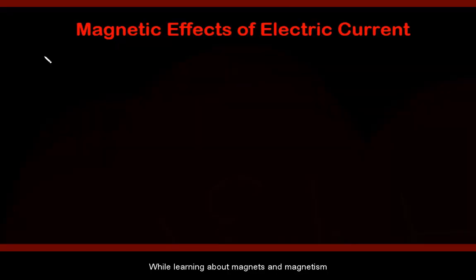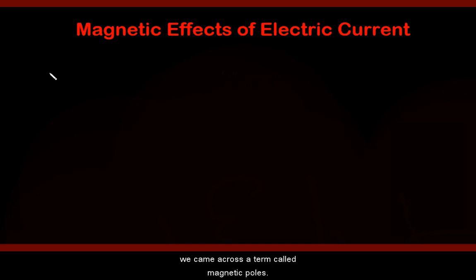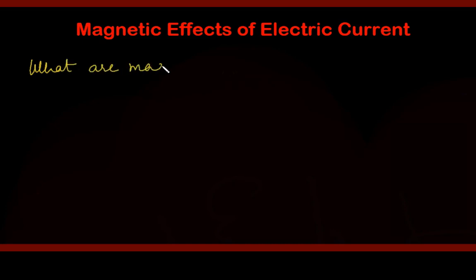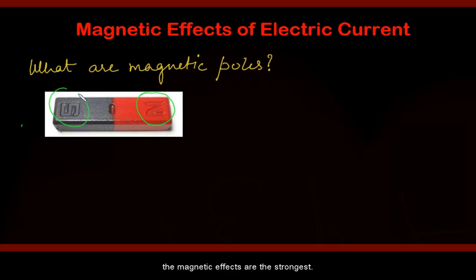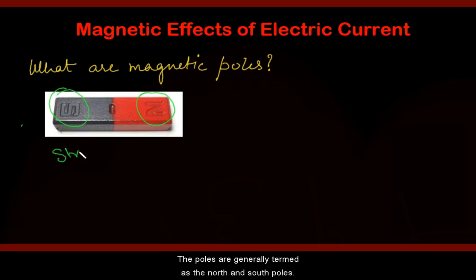While learning about magnets and magnetism, we came across a term called magnetic poles. So what are magnetic poles? Magnetic poles refers to two areas of magnet where the magnetic effect are the strongest. The poles are generally termed as North Pole and South Pole.